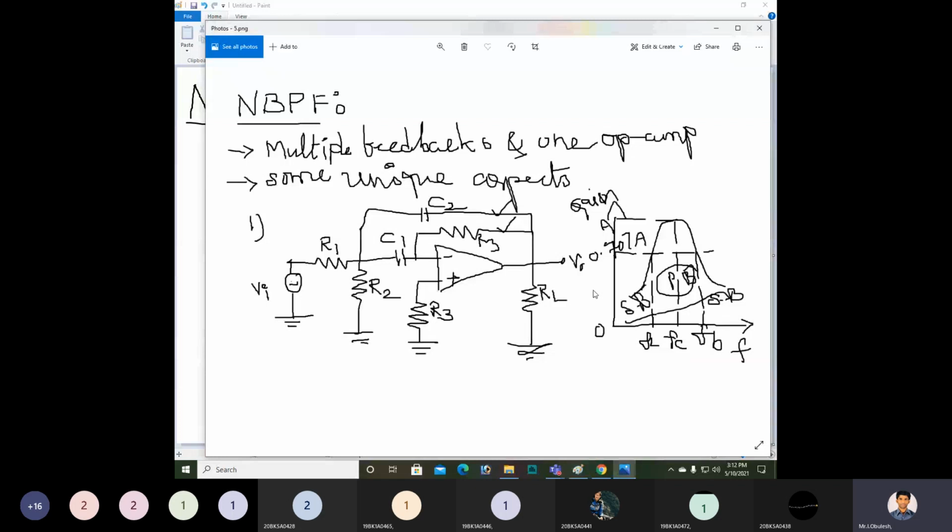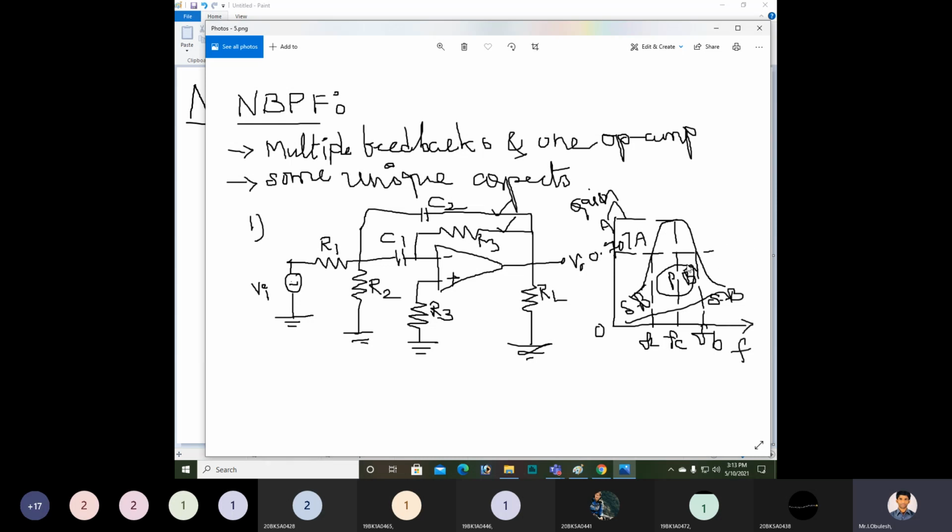So in this diagram, we have two feedback paths, so we call it a multiple feedback filter. Here we are using an inverting mode operational amplifier, so you apply the input signal to the inverting input terminal of the op-amp. On this side we have a frequency response graph.